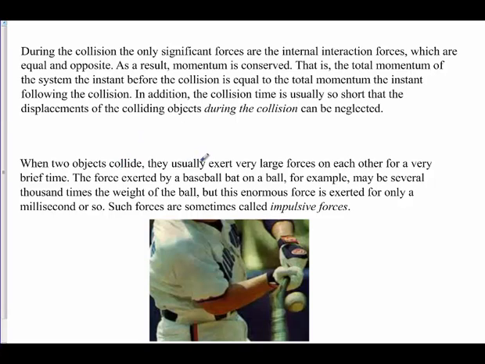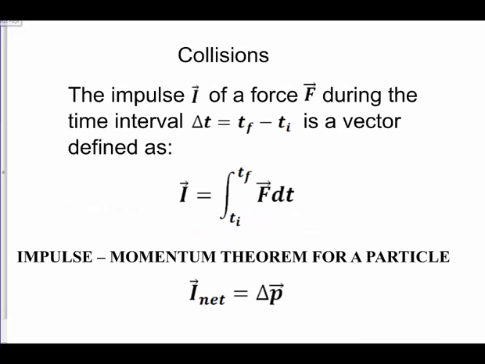When two objects collide, they usually exert very large forces on one another for a very short period of time. The force exerted by a baseball bat on a ball, for example, may be several thousand times the weight of the ball, but this enormous force is exerted for only a millisecond or so. Such forces are sometimes called impulse or impulsive forces.